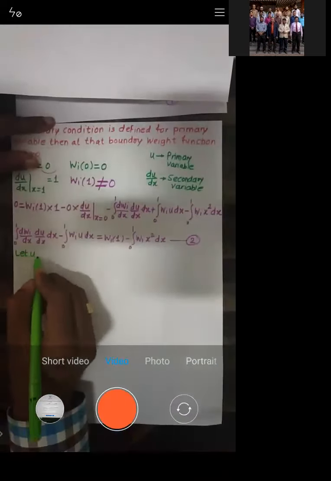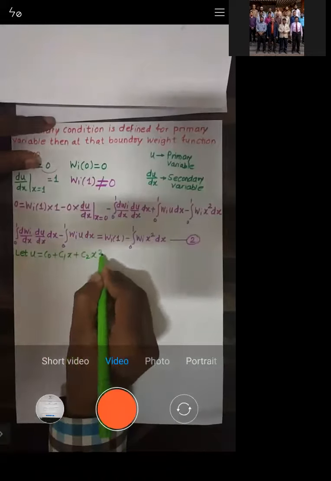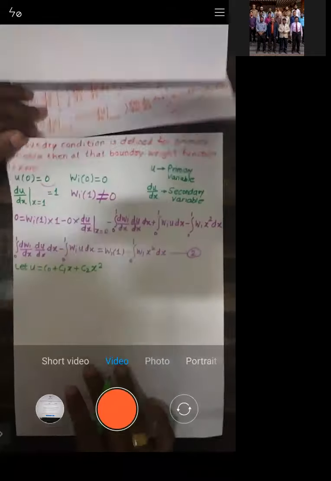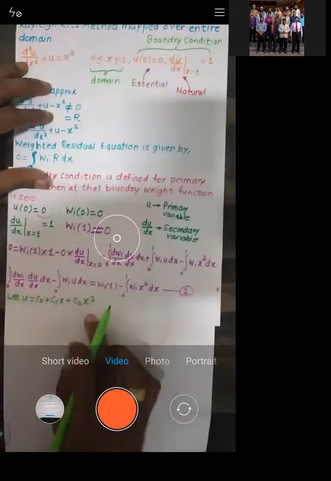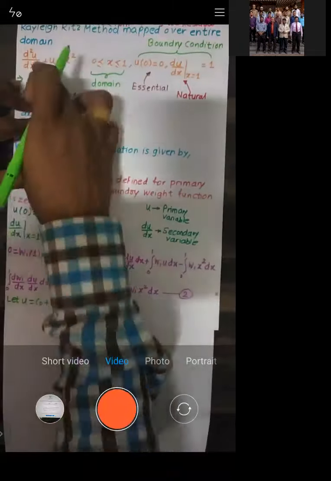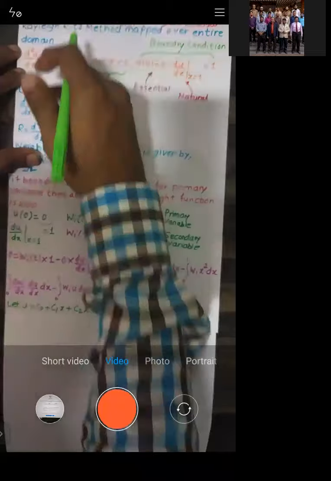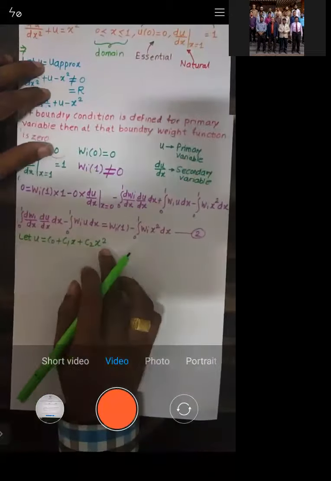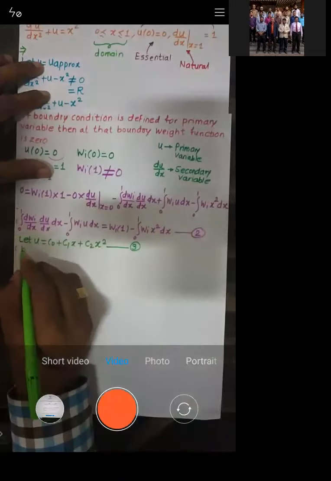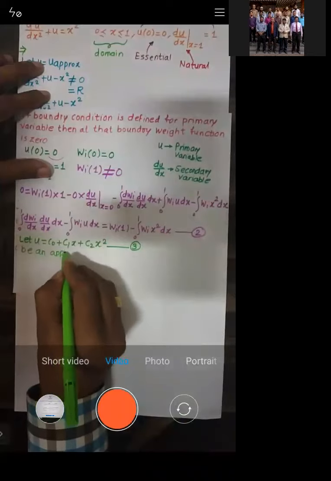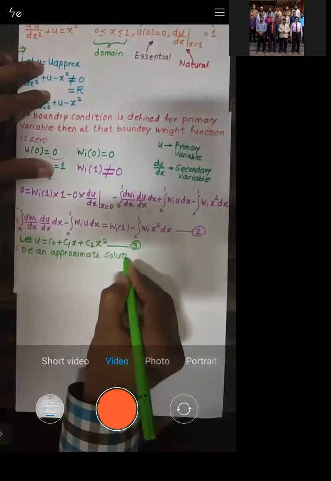So let u is equal to c0 plus c1x plus c2x square. See, if you were to write down the approximate solution based on the original equation, you would get one additional term, plus c3x cube. But what we have done is reduce it, we have made it weak, so we need to deal with one less constant. Let me write this as equation number 3, an approximate solution.